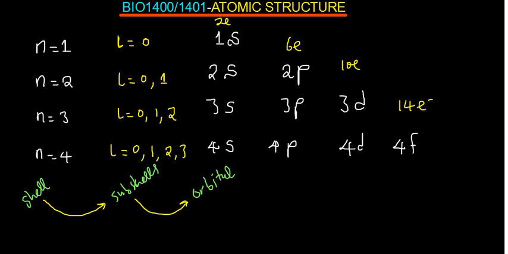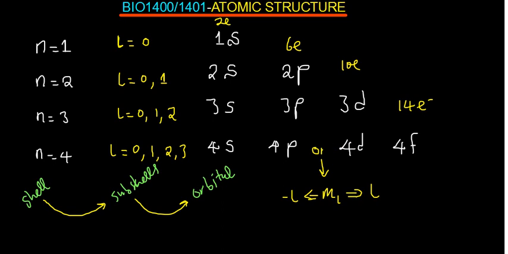The number of orbitals is given by the magnetic quantum number. The symbol is ml. So how do you find ml? ml is a number that is between positive L and negative L. Okay, that is ml. This is what tells you the orbitals which are going to be found in a subshell.